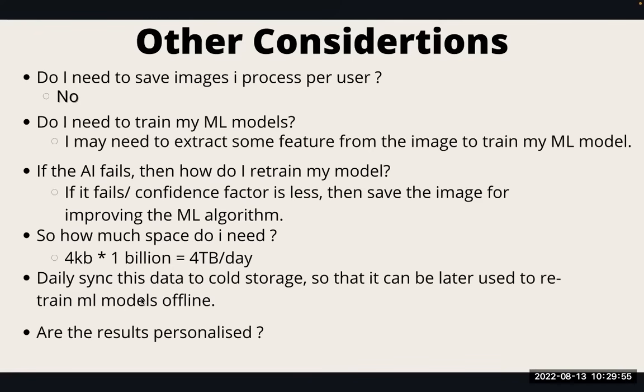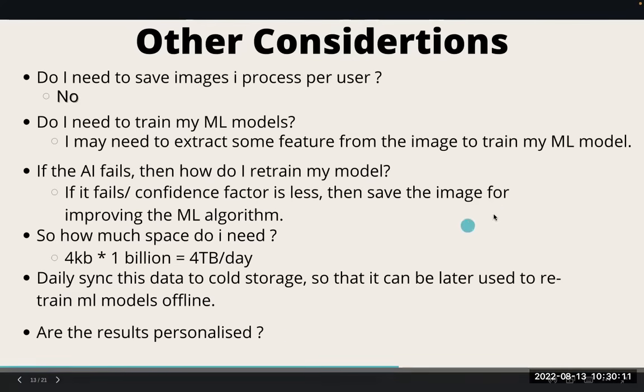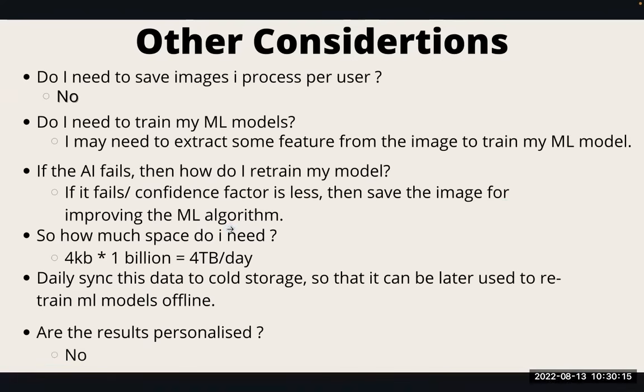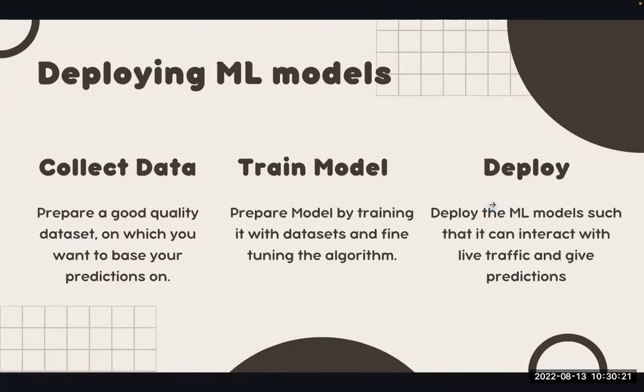And the last thing is, are the results personalized? Which means if a person from India is searching for cat, then it shows image of an Indian cat. If a person from Persia is searching it, then it shows a Persian cat. But that's not the case. Results are not personalized in case of Google Lens. So you can take that as a no. So given these questions and answers, now you can start thinking of how you will design your system.